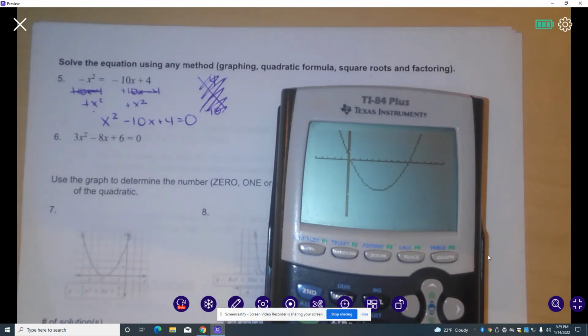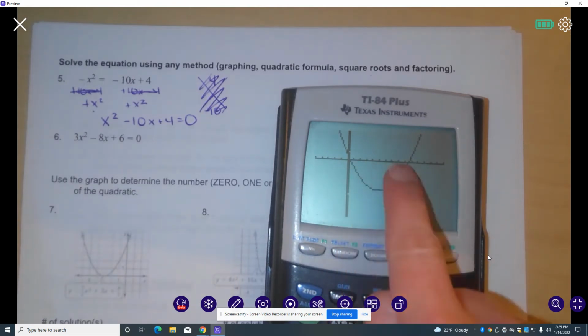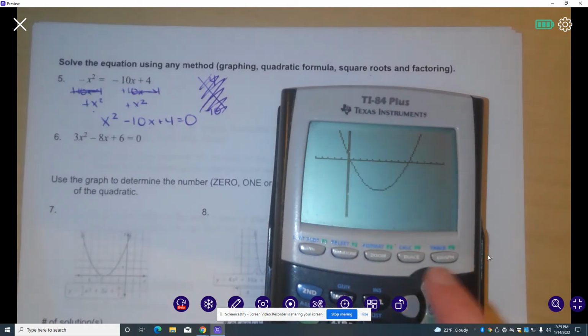And remember, to solve this, I'm looking for where my parabola crosses the x-axis. I'm looking for the zeros. And so I can see that I have two real zeros here. So remember to find those zeros on your calculator.